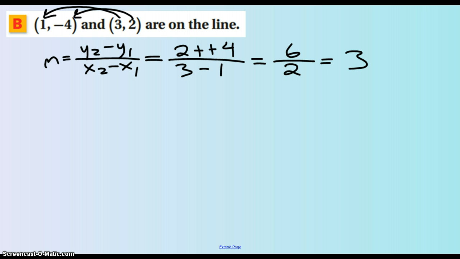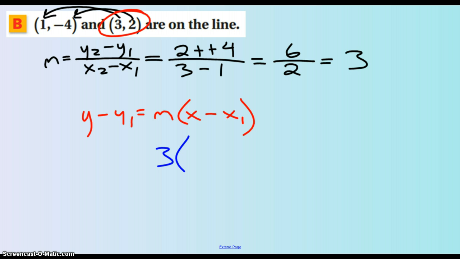Okay, well, now I know my slope, and I have 2 points that I can work with. So whenever you have a point and a slope, you can take those two things and plug them into our formula, y minus y1, our point-slope form, and do this. And you can choose whatever point you want. They're both on the line, so they're both going to work. So my slope is 3, and I'm going to do y minus 2, that's my specific y value, x minus x1, which is 3, and then we just solve for y again.